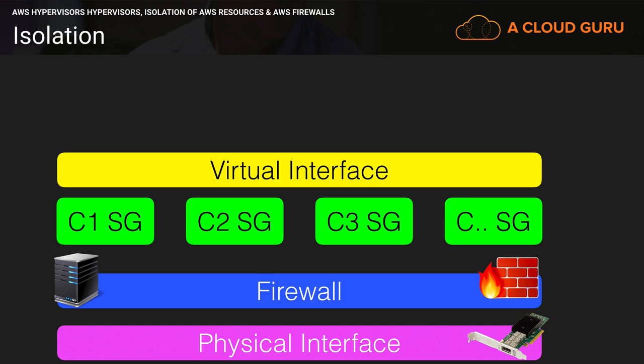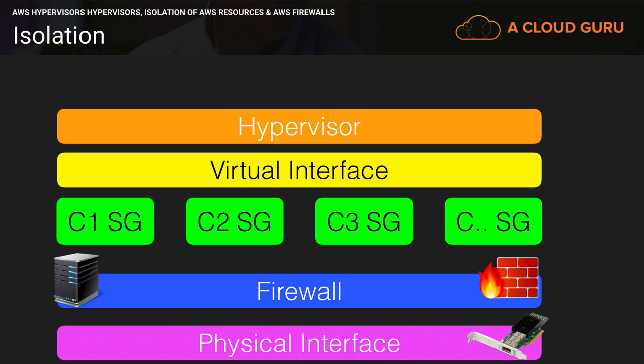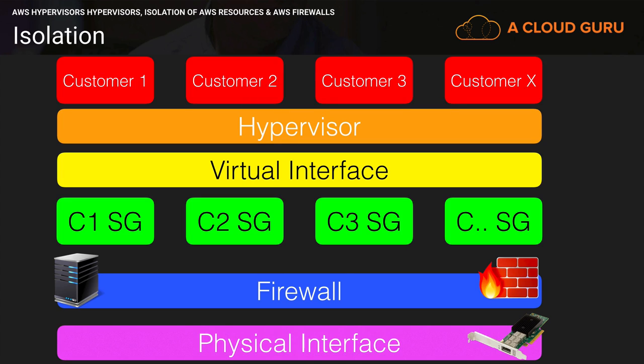We then have our virtual interfaces. So these are our virtual network cards. And then we have the actual hypervisor itself, and then we split it down into individual customers. So we've got customer 1, customer 2, customer 3, customer X, etc., etc.